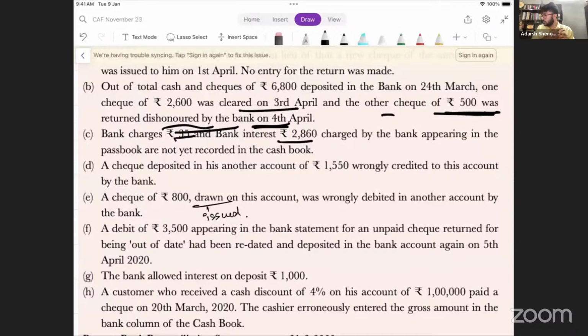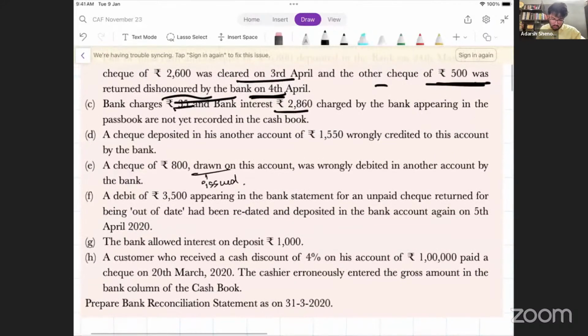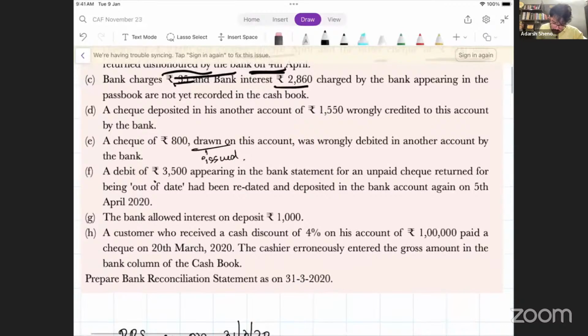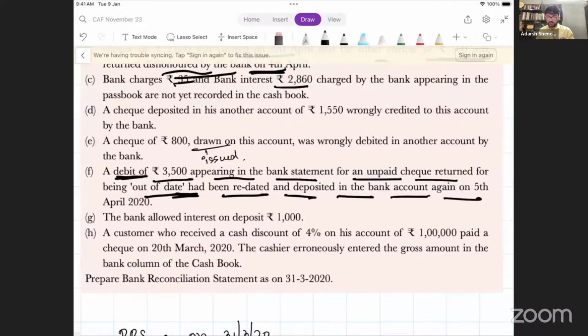Two types of accounting. The first one is what we did for the earlier question. That's normally done. And here, sometimes unusually, this also can be followed. So how do I get to know what has happened? See here. A debit of 3,500 appearing in the bank statement for an unpaid check. So I had deposited a check, but it is unpaid. So that's why they have debited. It was returned dishonored, being out of date, and had been redated and deposited in the bank again on 5th April.